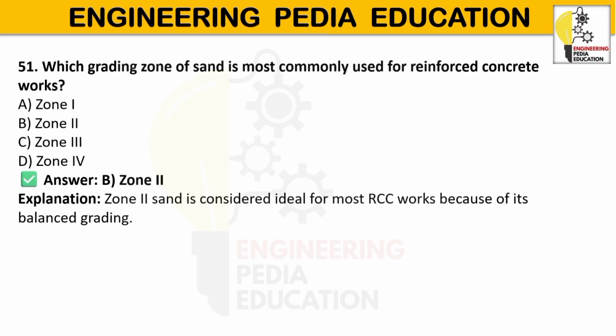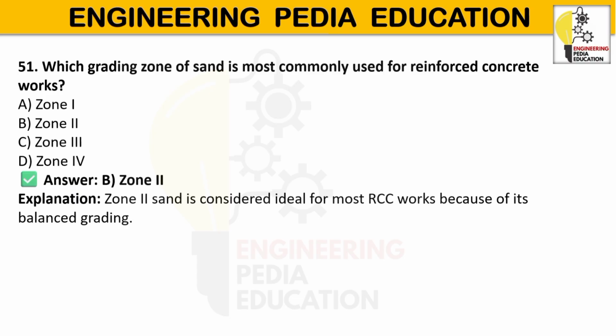And as we are talking about economical conditions, for economy we are mostly using Zone 2. Zone 2 sand is considered ideal for RCC work because it has balanced grading. Zone 2 is the most economical, and mostly Zone 2 is considered for this.